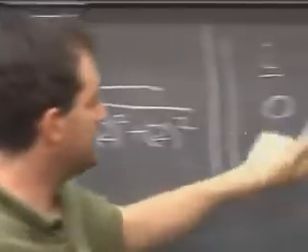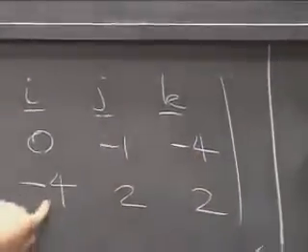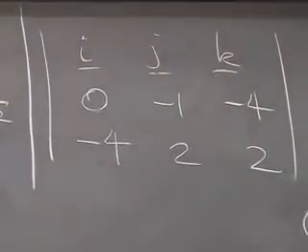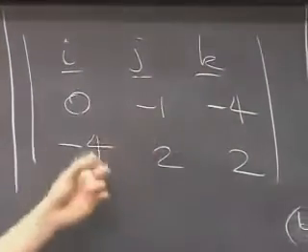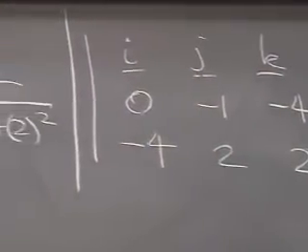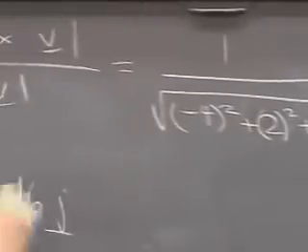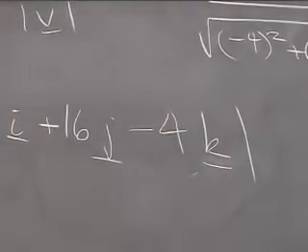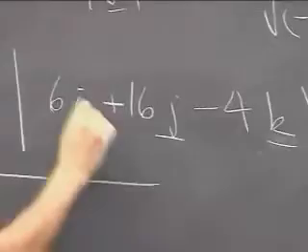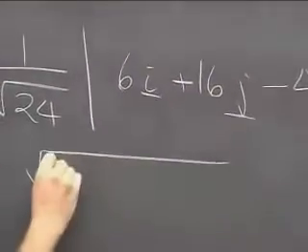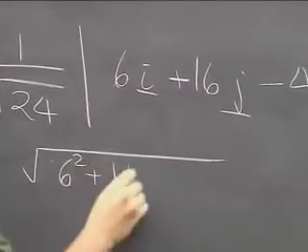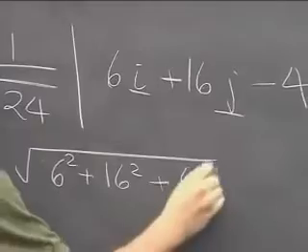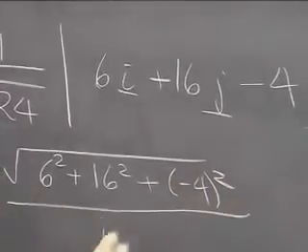J: 0 times 2 minus minus 4 times minus 4 would give me negative 16, but need minus because the J. And then the K: 0 minus 4 is negative 4. And so we get a bit of a mess. We need the length of this vector. So it's 6 squared plus 16 squared plus minus 4 squared over root 24.